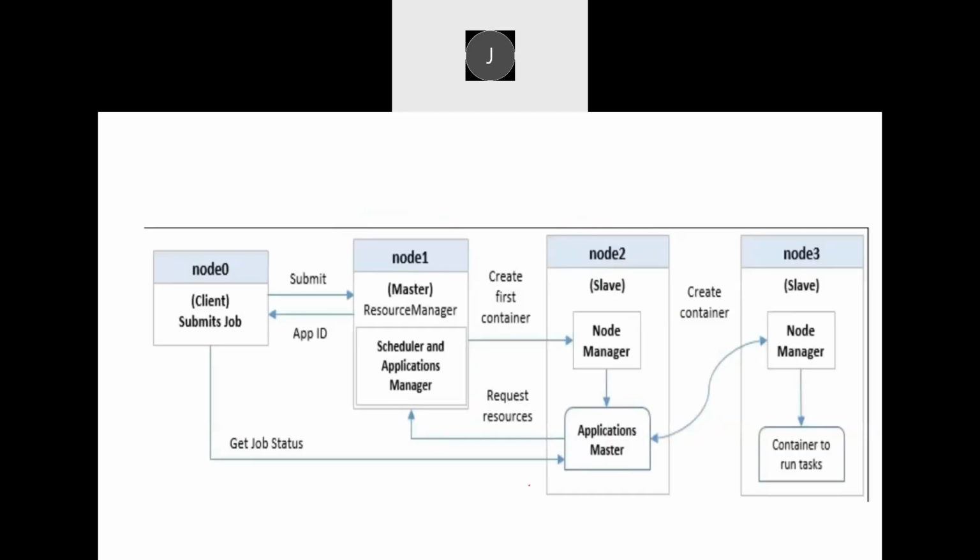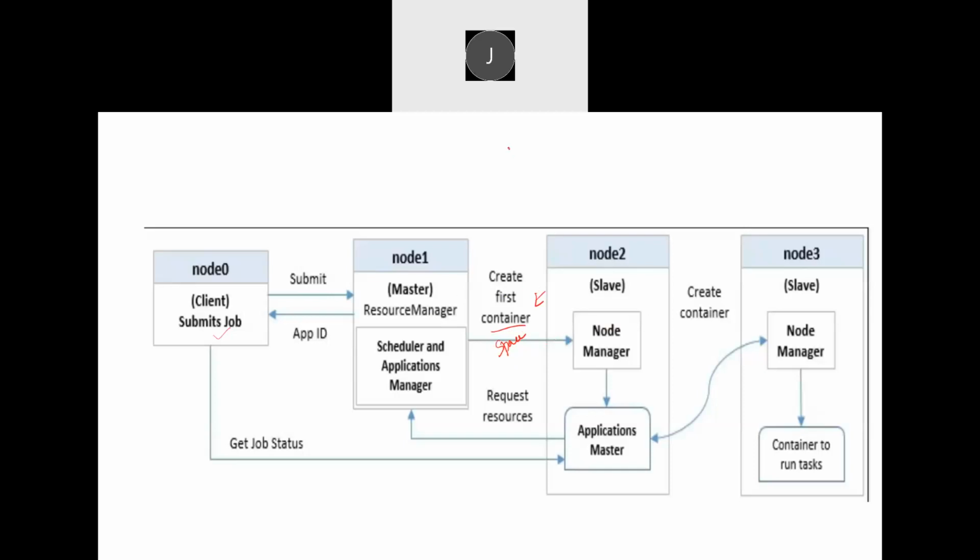For the next one, this is about the resource manager and the application master. The resource manager holds two components, the application master and the scheduler. If any job is submitted by the client to the master, the resource manager running here will create the first container. The container means the space, allocating some space for running that job. And it will contact the node manager.